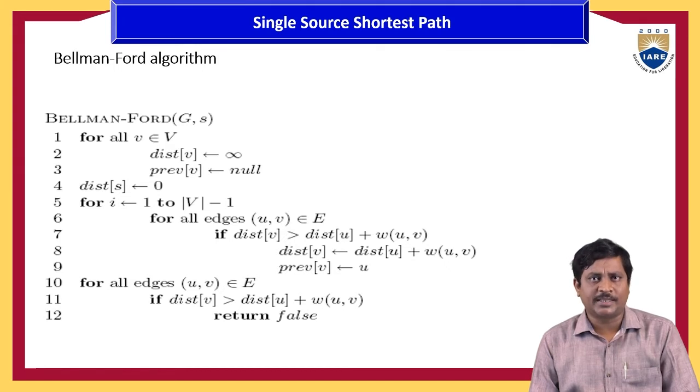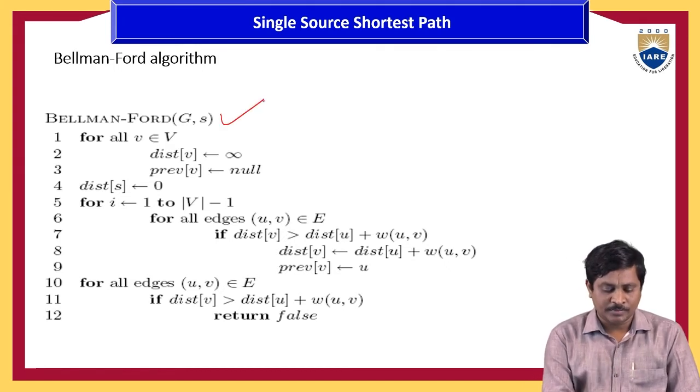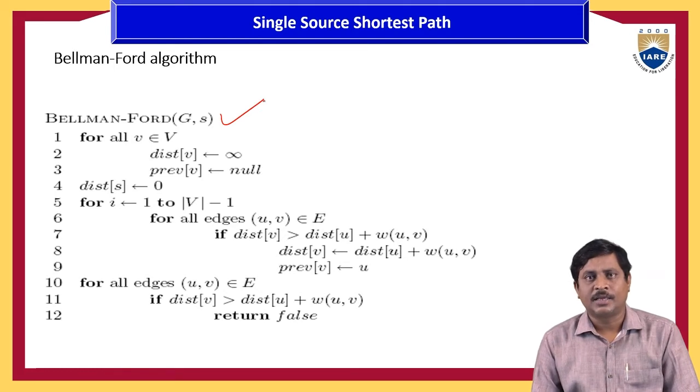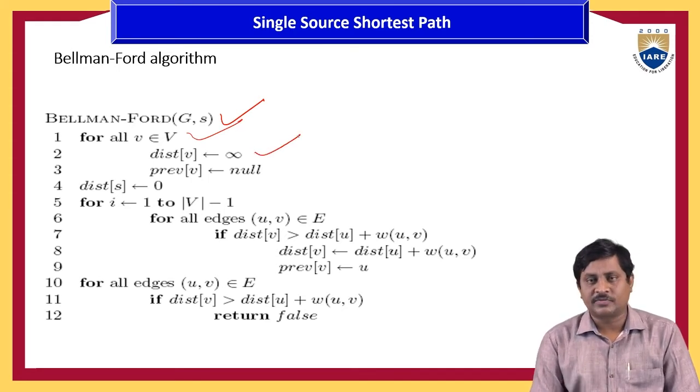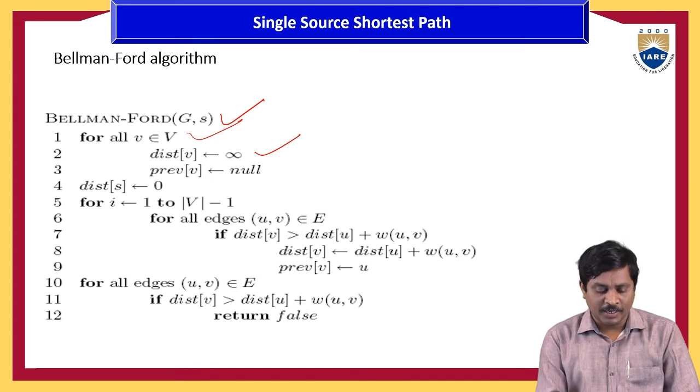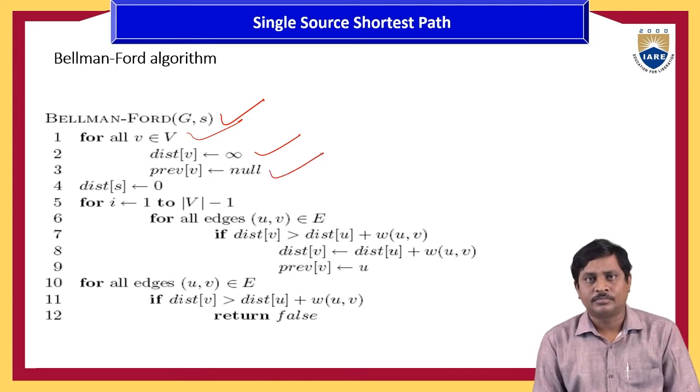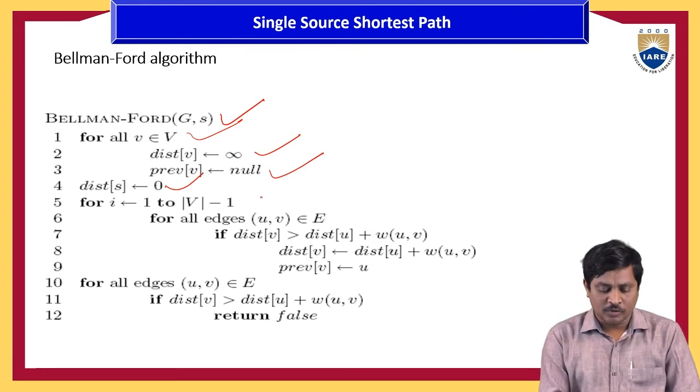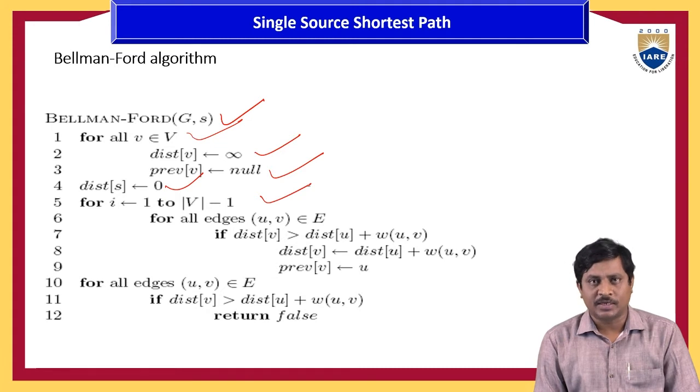This is the Bellman-Ford algorithm. In this algorithm, G means graph, S means the source vertex. From this source vertex, we find the shortest path to all other vertices. For all V belonging to the vertex set V, initially we assign distance values as unknown, and previous value takes null. Distance of S is initially 0. For I equal to 1 to modulus of V minus 1, we repeat for all the vertices which exist in the graph.